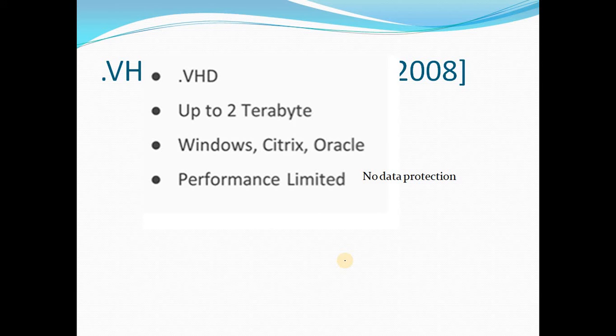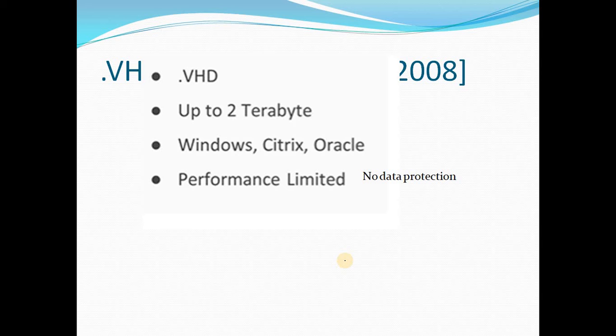So the first one is your virtual hard disk that was introduced in Server 2008 by Microsoft, having the extension VHD. That was the first use, actually, for installing the operating system in your Hyper-V and all. But that was limited up to 2 terabytes, not more than that. So the VHD format that we use in Server 2008 can support only up to 2 terabytes. But one advantage is that it can support Windows environment, Citrix and Oracle also.